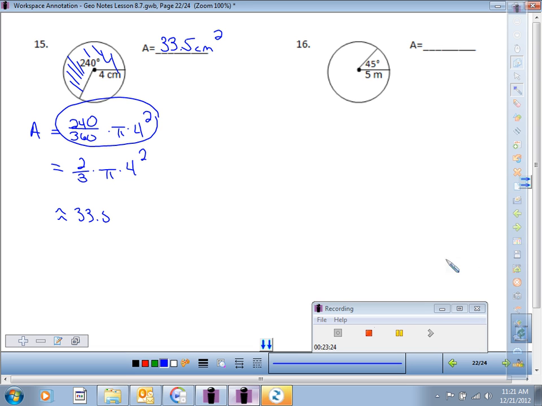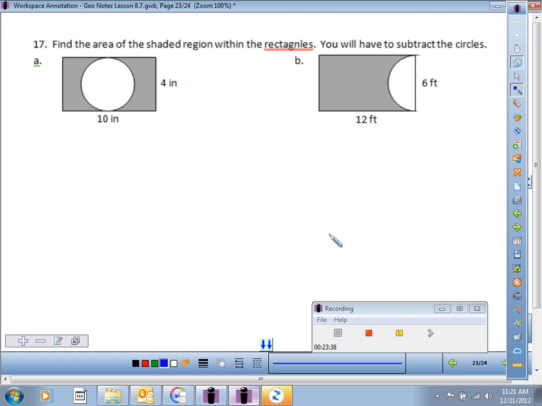Now I'm going to skip over 16, and I want to go to number 17. Find the area of the shaded region within the rectangles. Sorry for my spell check there. You will have to subtract the circles. Okay. So what we have here is two shapes. We have a rectangle with a circle cut out of it, and we want to find the area of what's left when we cut that circle out.